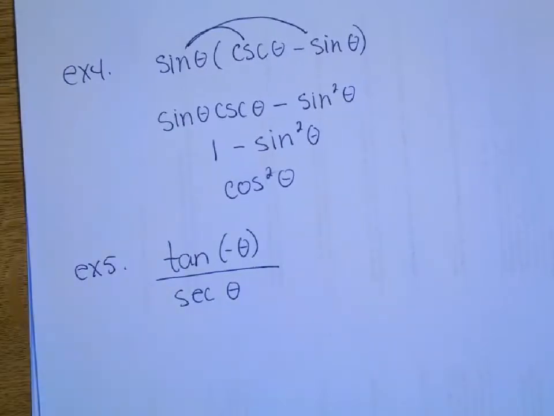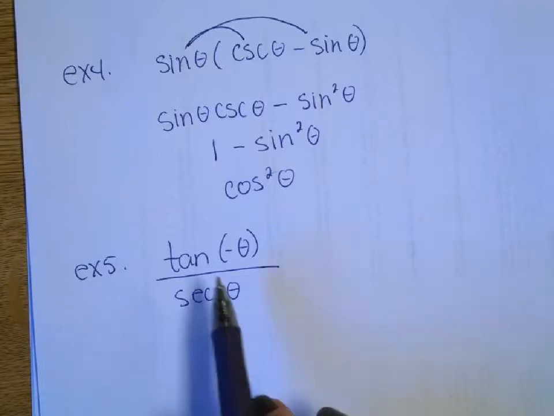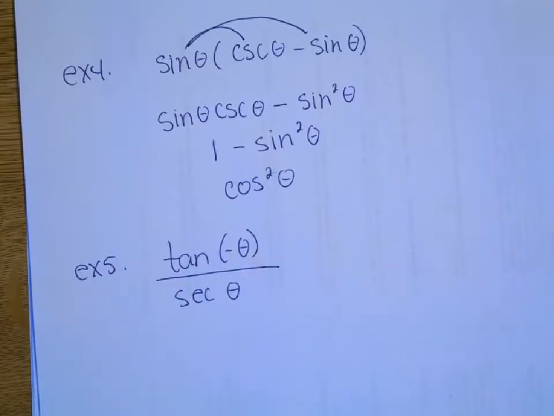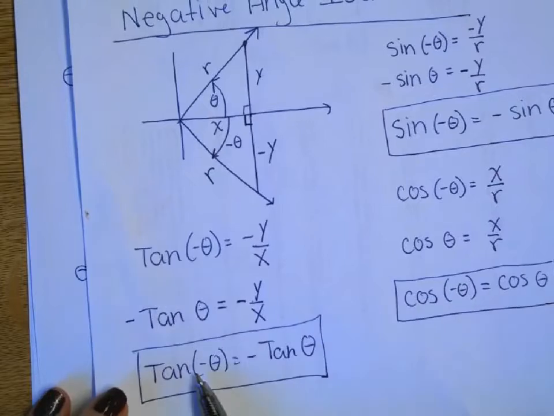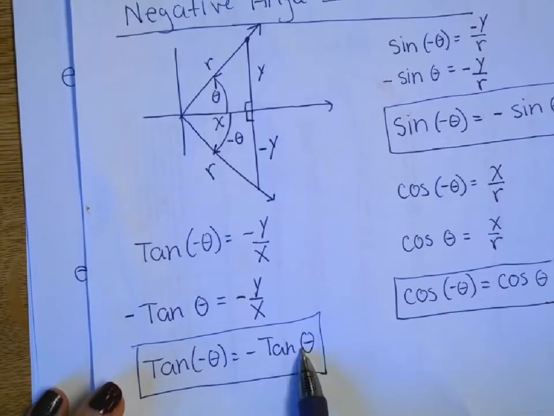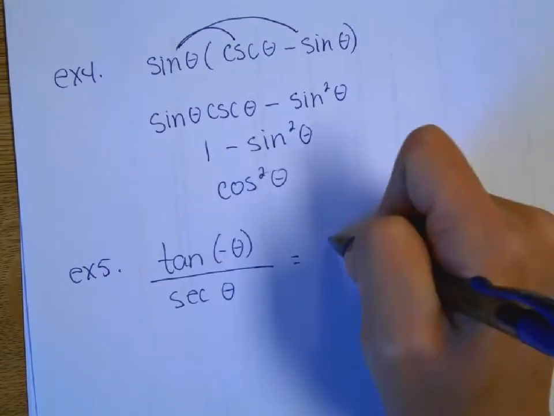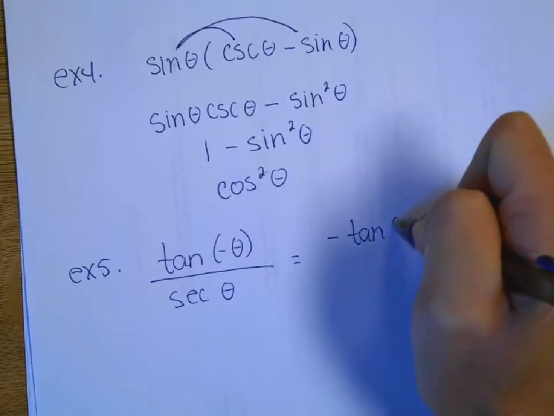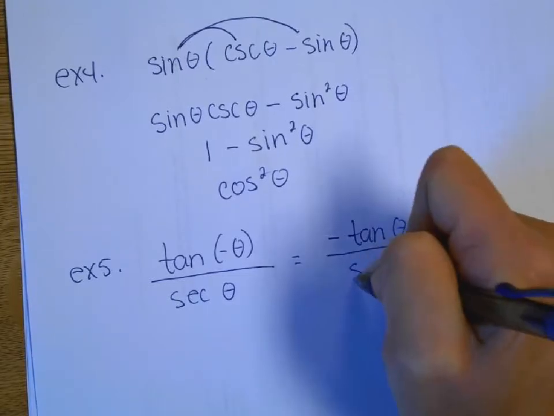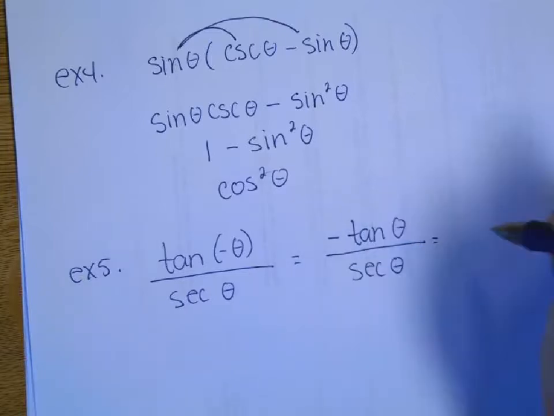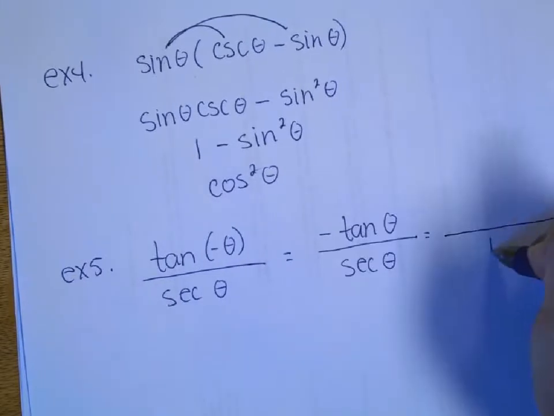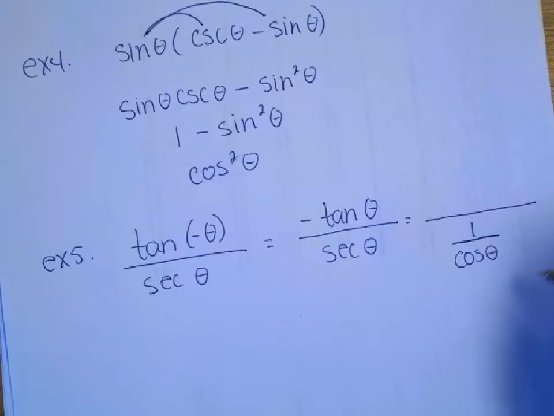All right, what would you do first on this one? Switch the tan. Yeah, take care of this negative theta in here with your negative angle identities. That's a perfect start. The tangent of negative theta equals negative tan theta. So the top is going to switch to, I'm going to move horizontally here, negative tan theta. I have a question. Yes. Okay, so secant is pretty much 1 over cosine, right? Yep, that's where I'm going. So we're going to switch secant to 1 over cosine. What do you want to do with tangent? Multiply by the reciprocal. Not yet.